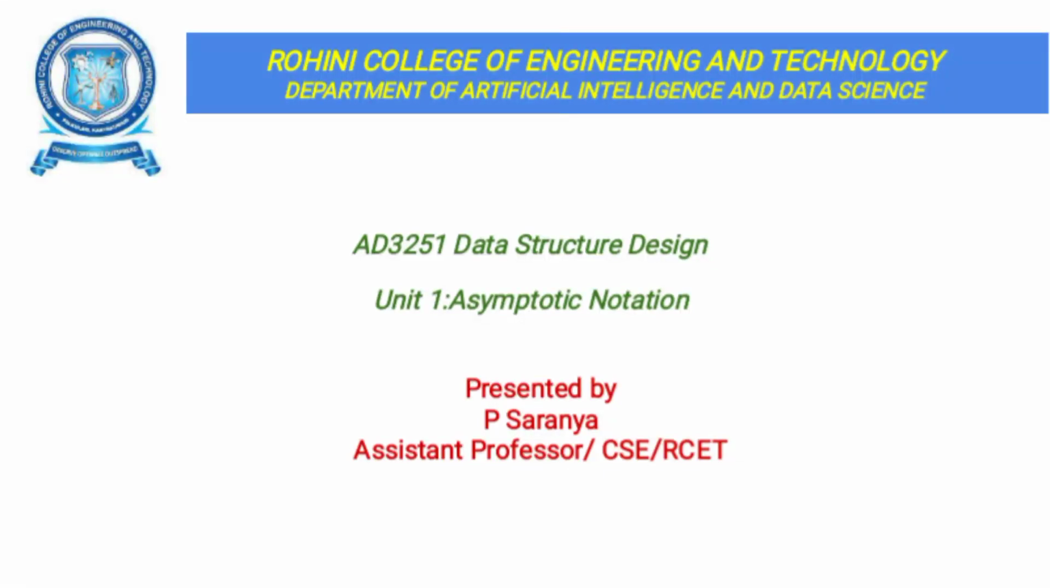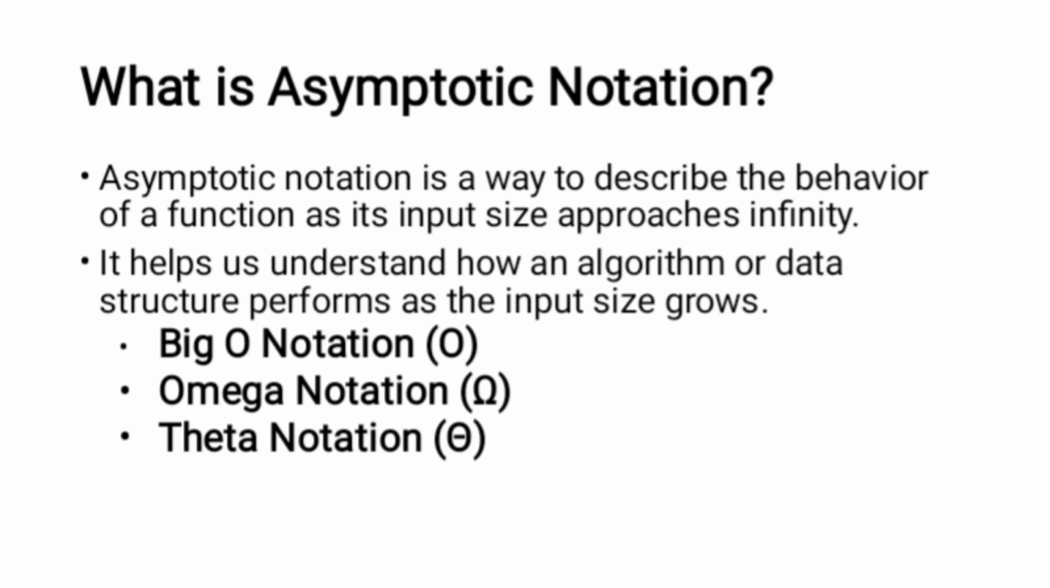In this video, we are going to see about asymptotic notation in Python. Let's see what is asymptotic notation. Asymptotic notation is a way to describe the behavior of a function as its input size approaches infinity. It helps us understand how an algorithm or data structure performs as the input size grows.